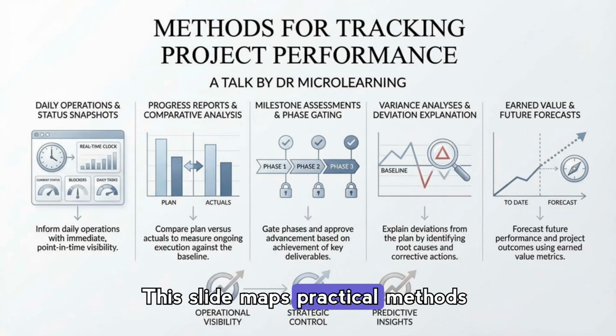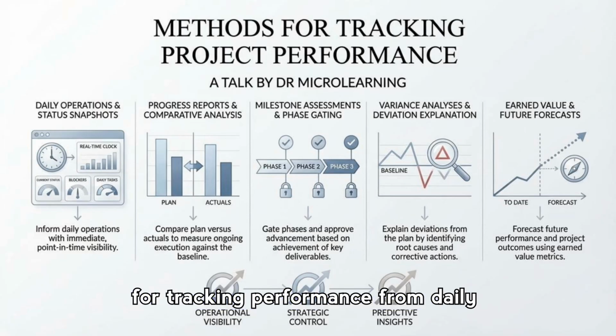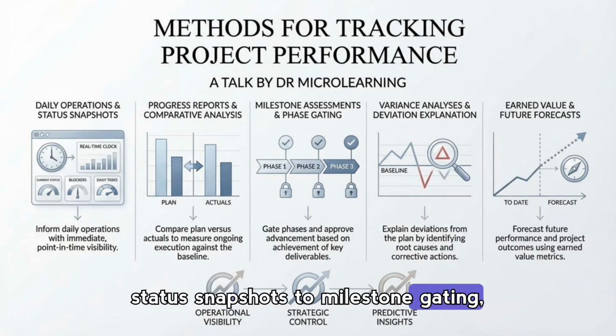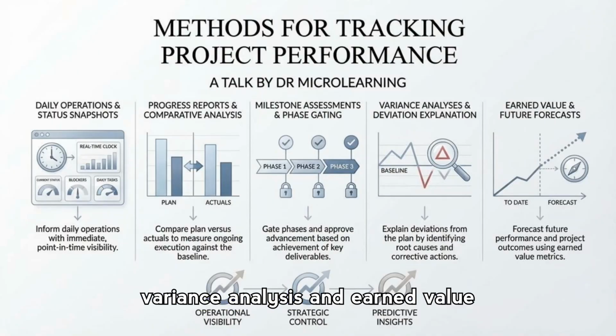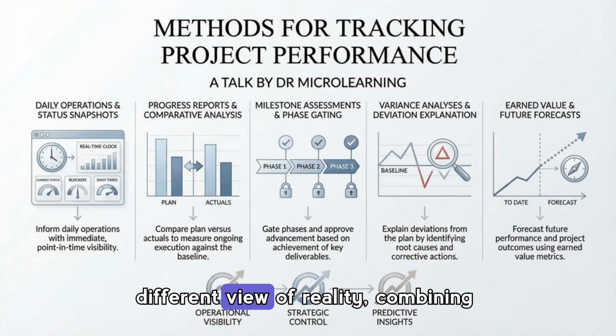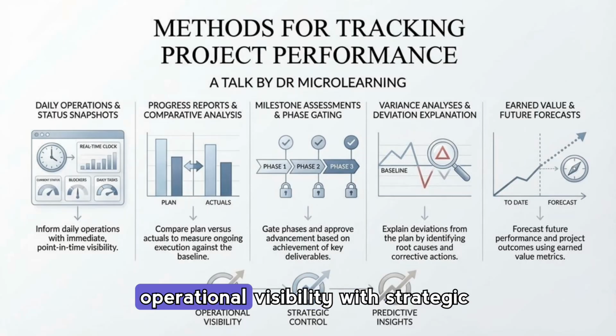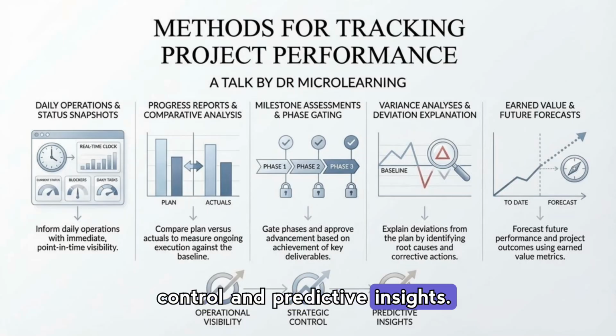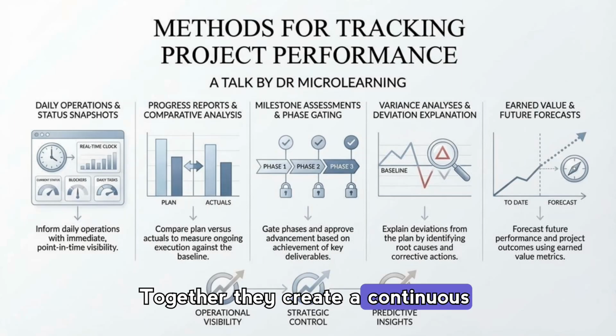This slide maps practical methods for tracking performance from daily status snapshots to milestone gating, variance analysis, and earned value forecasting. Each method gives a different view of reality, combining operational visibility with strategic control and predictive insights. Together, they create a continuous feedback loop that supports informed, timely decision-making.